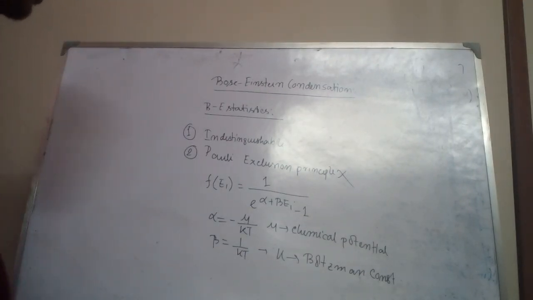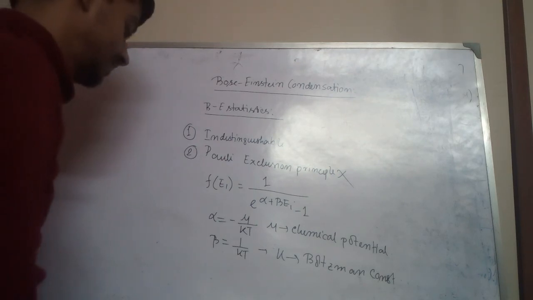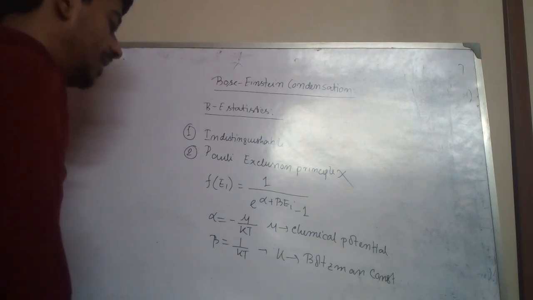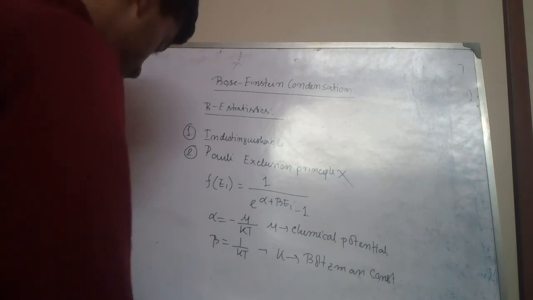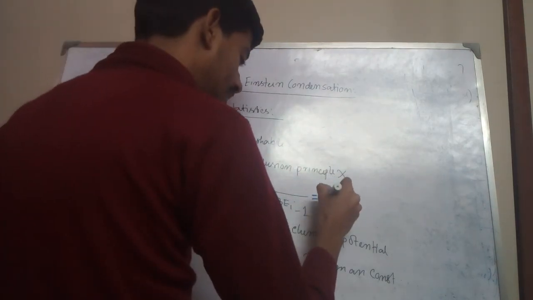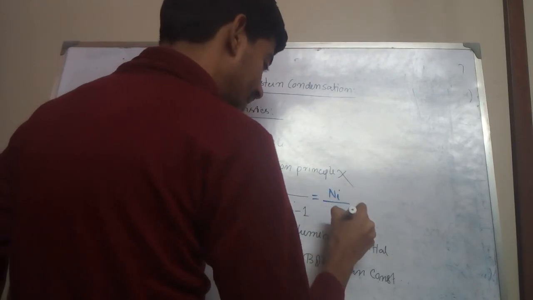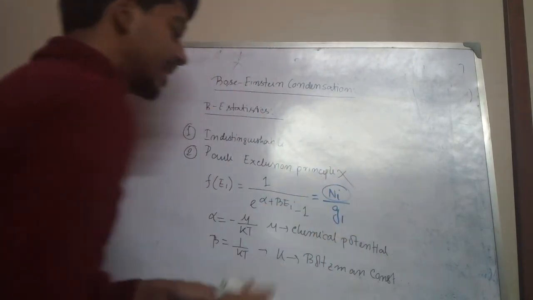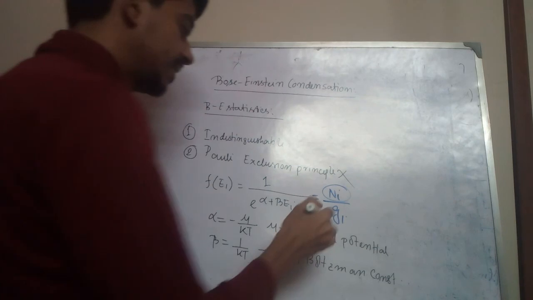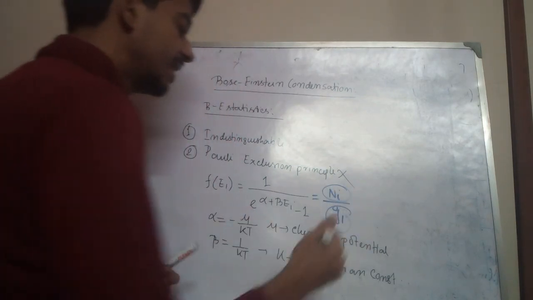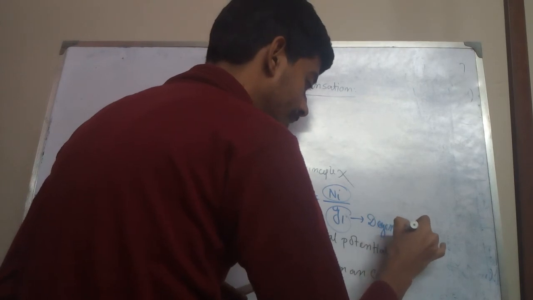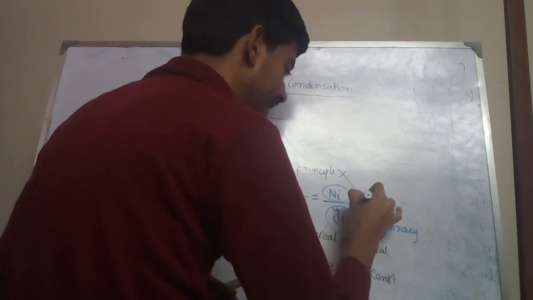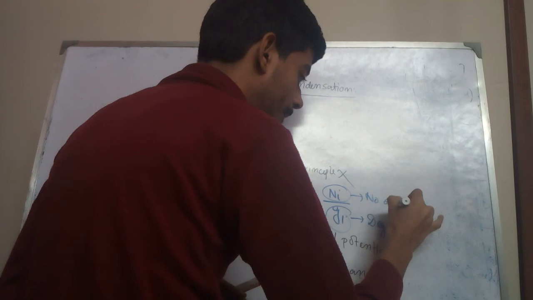So the distribution function is 1 by e to the power alpha plus beta epsilon i minus 1. This is nothing but Ni by Gi. What is Ni? Ni is the number of particles in the ith state. What is Gi? Gi is the degeneracy of the ith state.